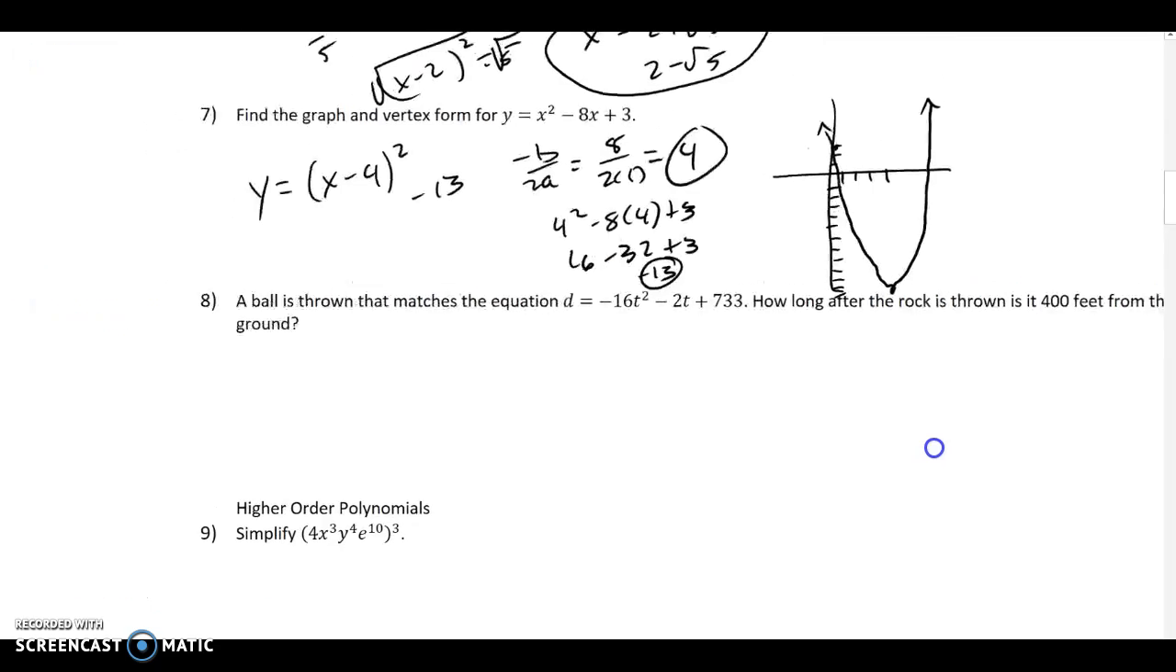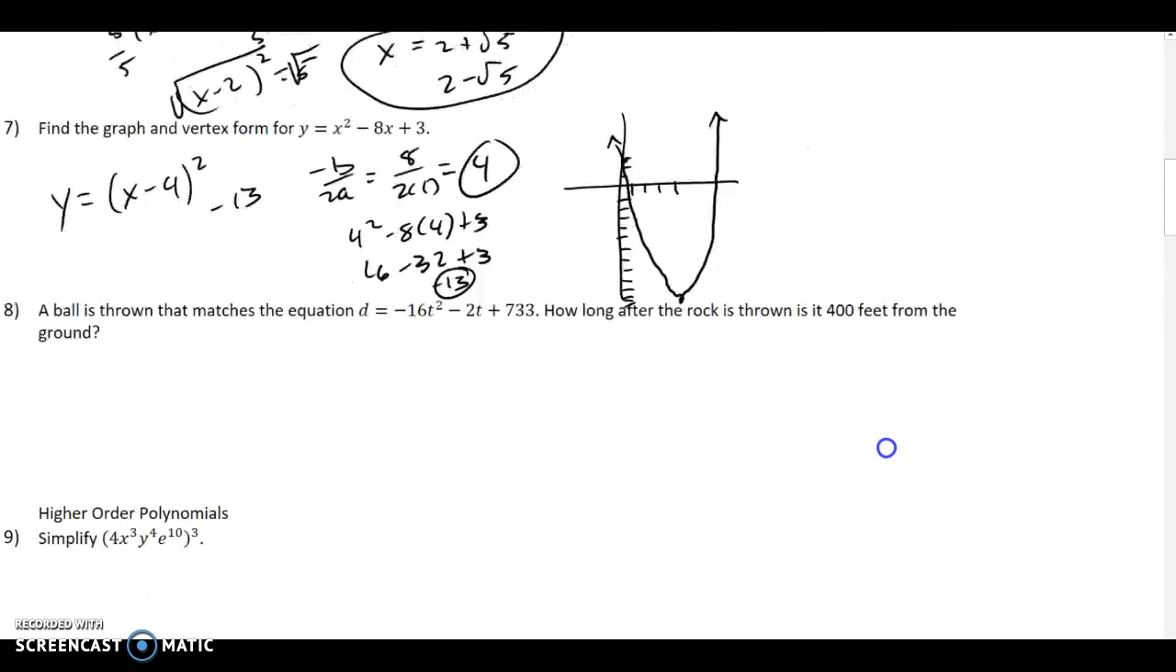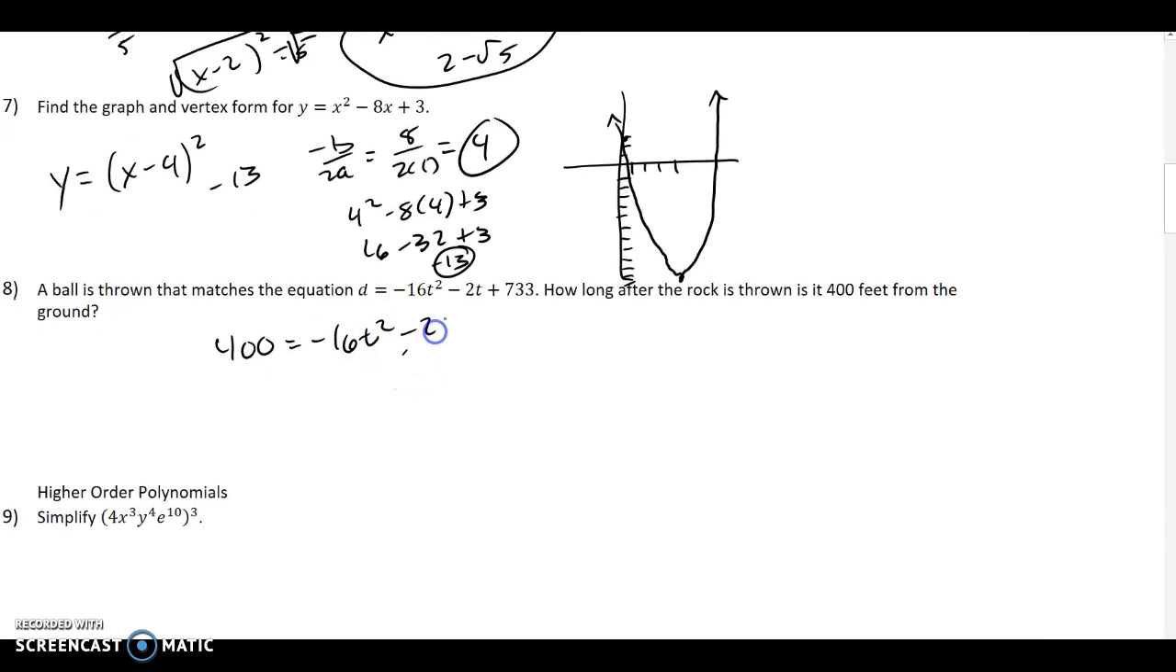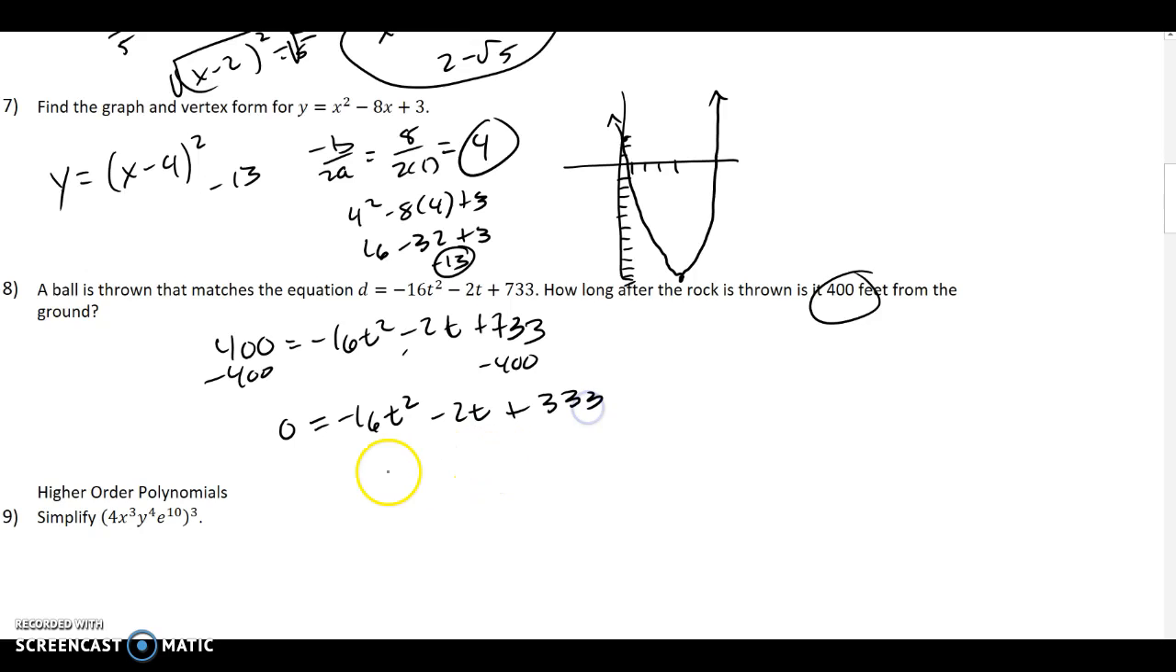This one right here is another quadratic formula question. I don't think I'm going to do much with this, except I'll have 400 is equal to negative 16t squared minus 2t plus 733. And that would be how I set it up from that 400 there. Then we're going to subtract 400 over. So we get 0 is equal to negative 16t squared minus 2t plus 333. And then from here we're going to use the quadratic formula.